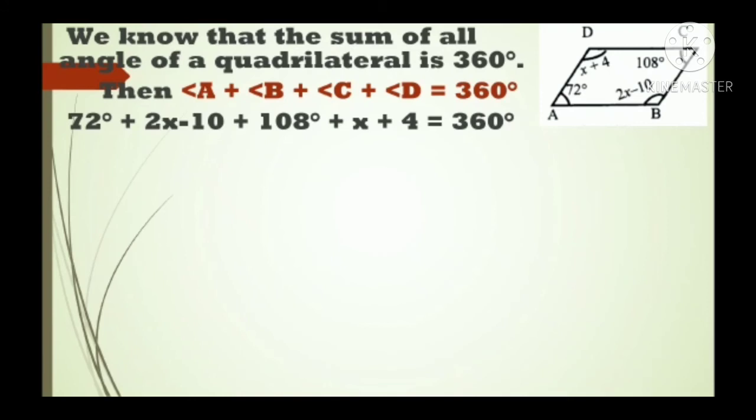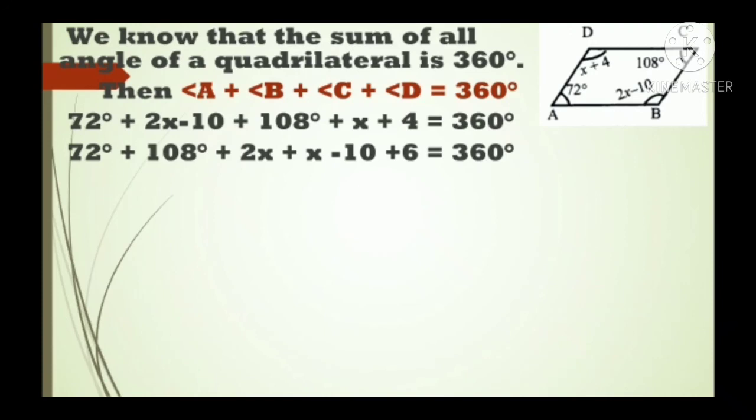We are substituting the values of all the angles. Angle A equals 72, angle B equals 2x minus 10, angle C equals 108, angle D equals x plus 4. The sum of all angles equals 360 degrees. Putting the like terms together: 72 degrees plus 108, 2x plus x, and minus 10 plus 4. So 180 plus 3x minus 6 equals 360 degrees.